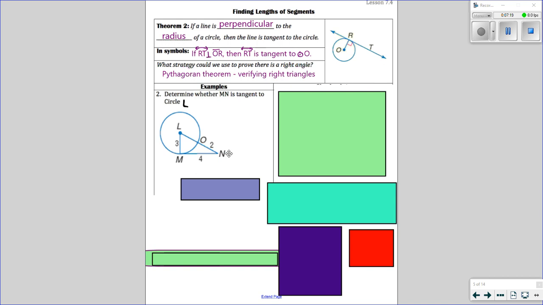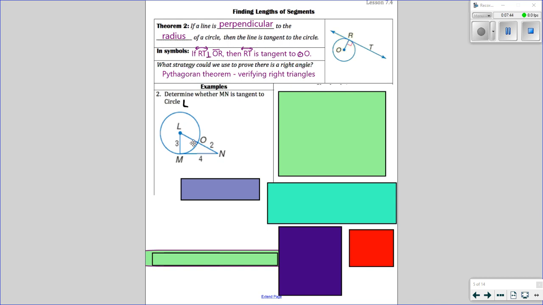And we notice that MN is touching the circle at one point, which is M. So that segment is tangent. And that tangent line is 4. They also gave us ON. That's a segment outside the circle. That's 2. So how do we know if this triangle is a right triangle or not?